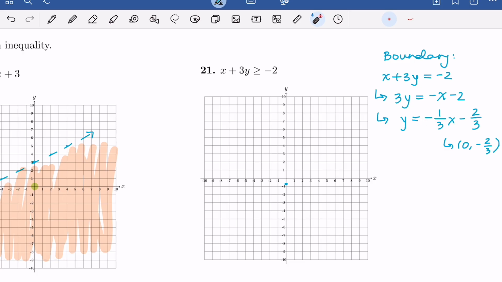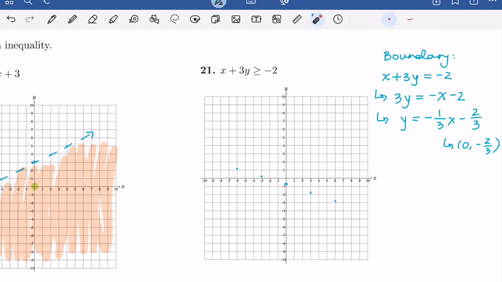And we're going to go up 1/3. So up 1 would be right around here, and then over 3 would be right there. Up 1/3 gives us another point there. And in the other direction, we're going to go to the right 3 and then down 1 to correspond to that negative value. So our line is going to look something like that.